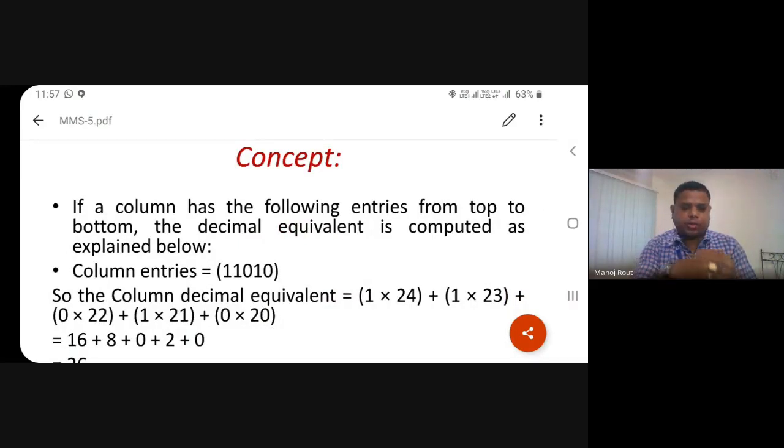Suppose the column entry is 11010. So the column decimal equivalent is 1 into 2^4, 1 into 2^3, plus 0 into 2^2, and 1 into 2^1, and 0 into 2^0. And the value is 26. Just slide the PPT, then I will explain the next one.